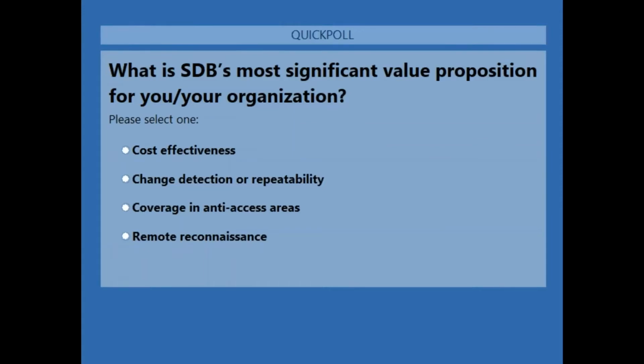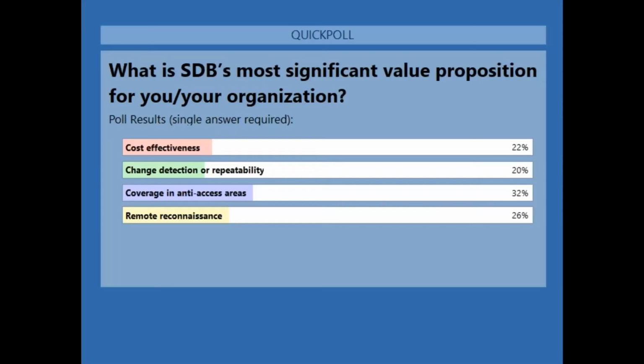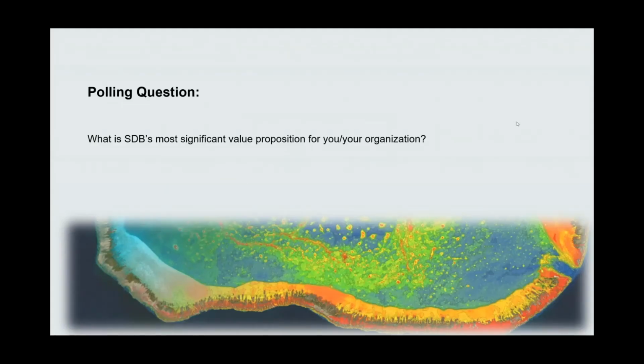So before we transition over to Raphael from Esri, we have a polling question for you. What is SDB's most significant value proposition for you or your organization? I see a good majority of answers are coming in, and it looks like a good majority of you have voted. So I'm going to close this poll out and share the results. It looks like everything was split down the middle, with coverage and anti-access areas edging out slightly over the others. Again, we thank you for your participation, and I'll pass it back over to Kyle.